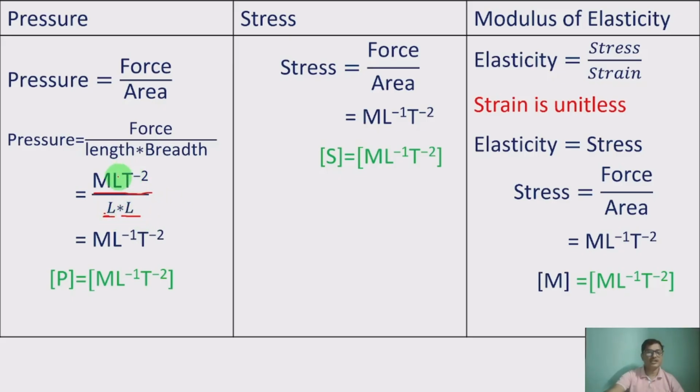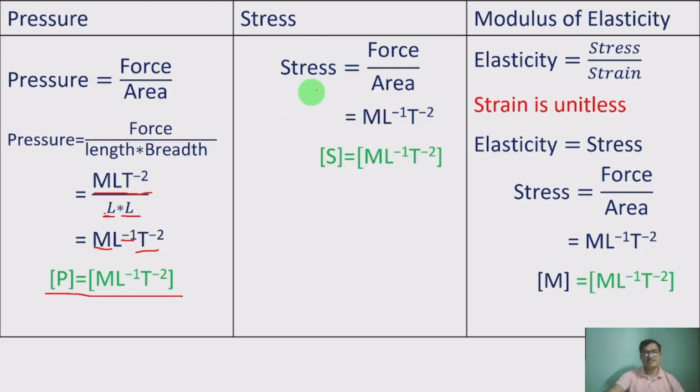If you take it in the denominator, one negative and one negative get combined, and one negative in the exponent remains, so the equation we are going to get is M L raised to minus 1, T raised to minus 2. The dimensional equation we can write within the square bracket P, that physical quantity, equals within the square bracket M to the power 1, L to the power minus 1, T to the power minus 2. This is the dimensional equation of pressure.